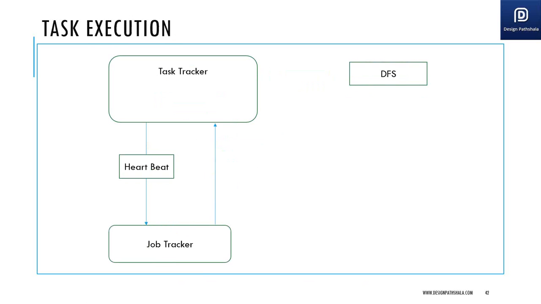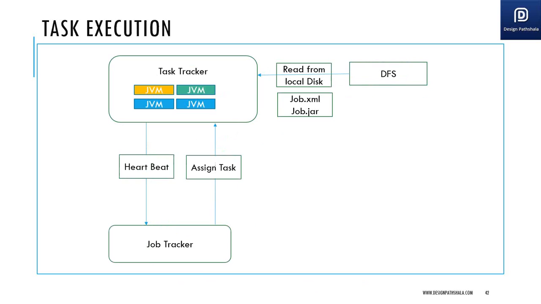And always a new JVM instance is triggered for all the logic, either map or reduce code, which needs to run on the task tracker. And the task tracker and job tracker themselves also run in a JVM instance.